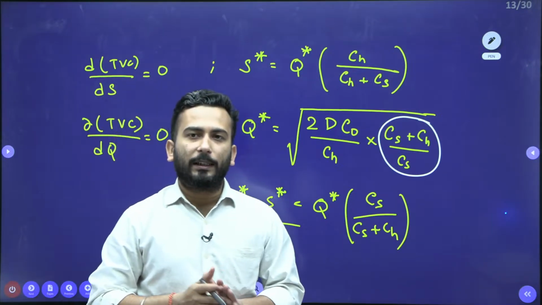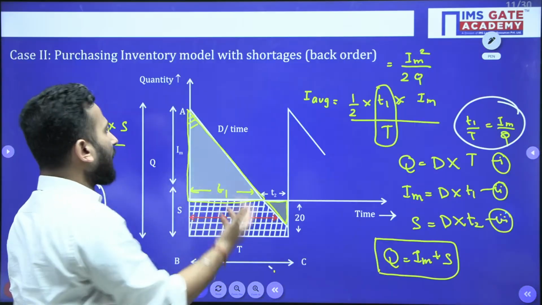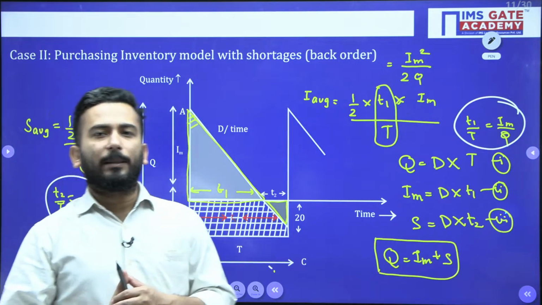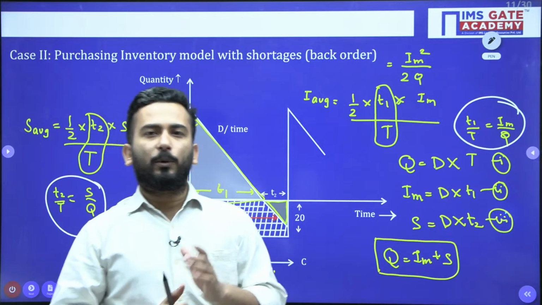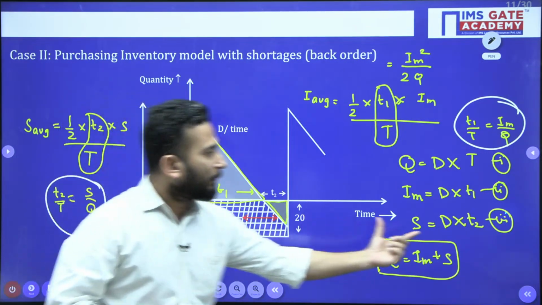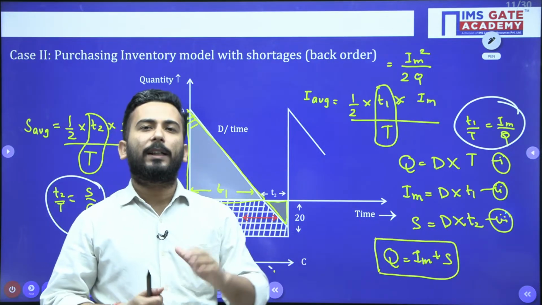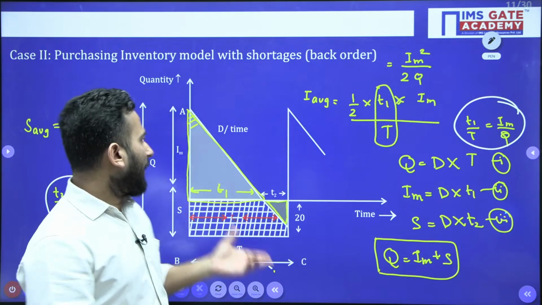So is this model clear, my dear friends? And just before winding up this model, that is why I was saying that triangles are important. Suppose they ask you what is the shortage time, and you remember this triangle, so you can directly apply this formula, na? Suppose they ask you till what time inventory is there. So what you can do? You can use this formula.